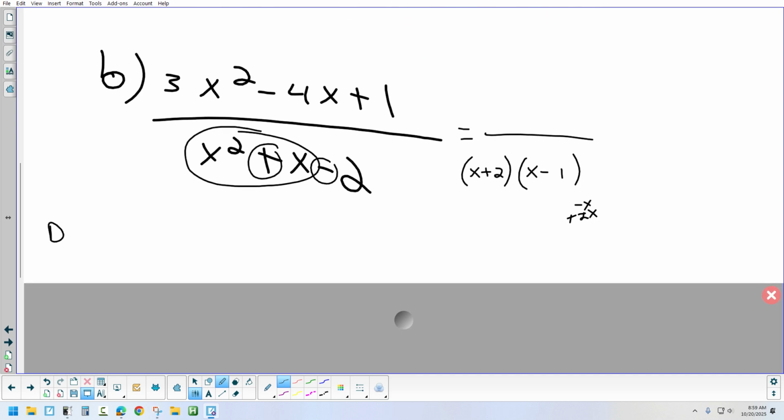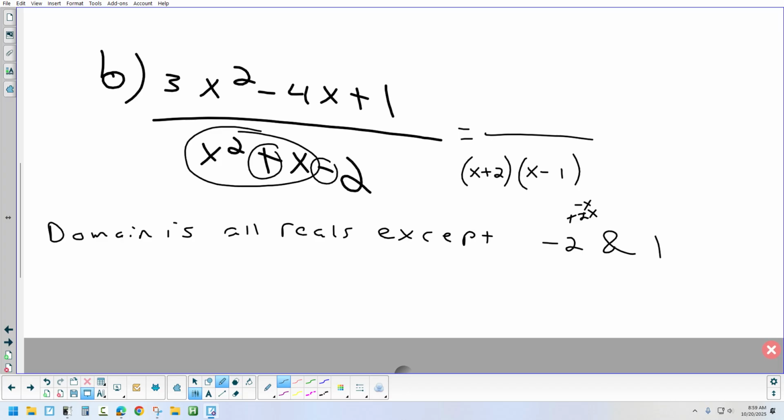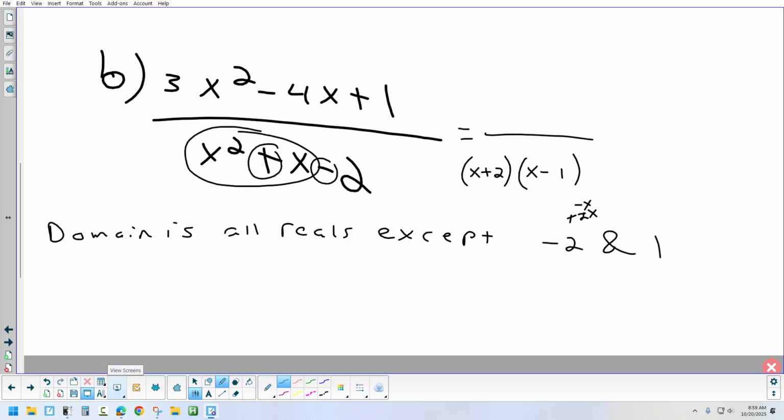So the domain is all reals except negative 2 and 1. And if you were going to do that one as a graph, can you pick numbers lower than negative 2? What do you think, Lucas? Yeah, you can pick numbers lower than negative 2. That's fine. Can you pick anything between negative 2 and 1? Would that work? Yeah.